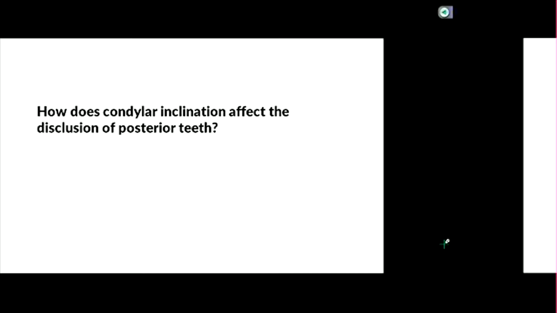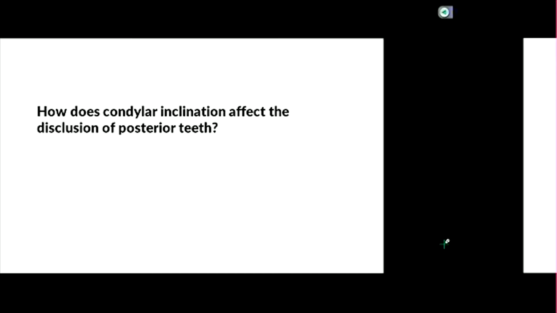So if somebody is at 60 and they slide their teeth forward in protrusion, the space in the back is going to be really large. Whereas somebody with a flat condylar inclination isn't going to have as much space in the posterior. So you can see the effect of condylar inclination on the disclusion of posterior teeth.